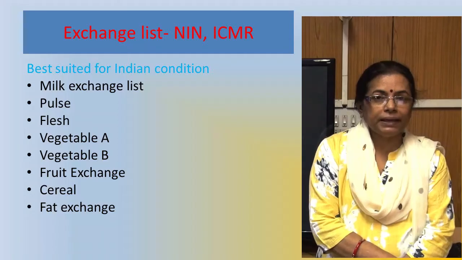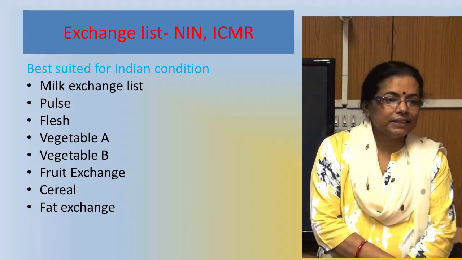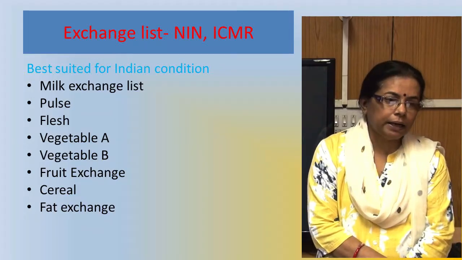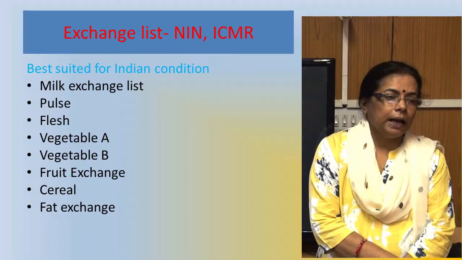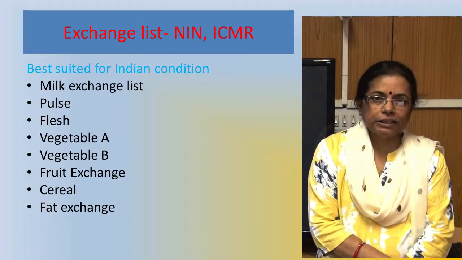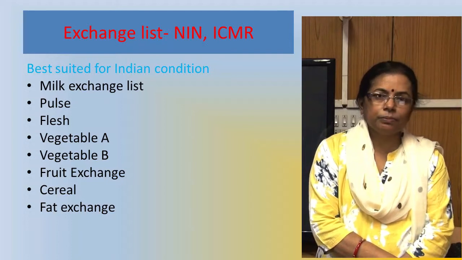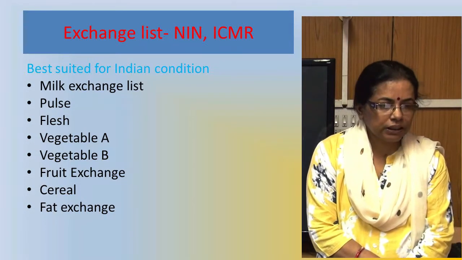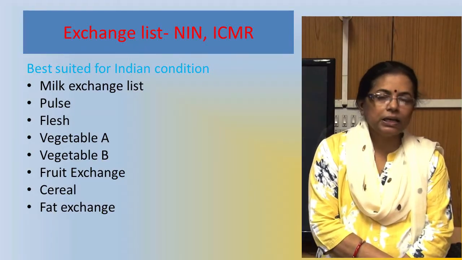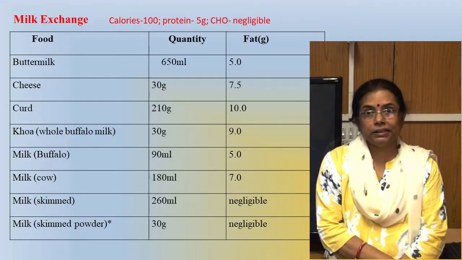Various types of exchange lists are available. Exchange lists suggested by NIN ICMR are best suited for Indian conditions, and there are 8 exchange lists: milk exchange list, pulse exchange list, flesh exchange list, vegetable A exchange list, vegetable B exchange list, fruit exchange list, cereal exchange list, and fat exchange list. This is the milk exchange list.